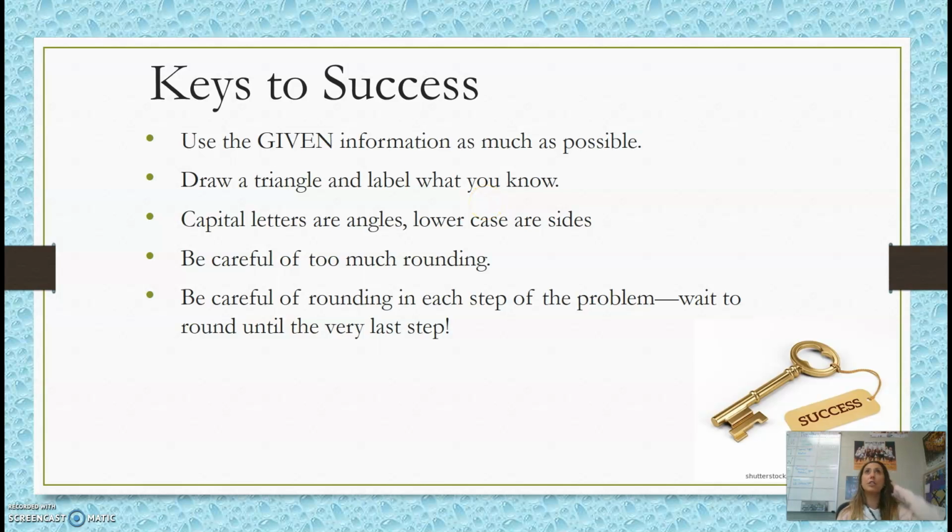Make sure that you put things where they belong, so you're always going to put that right angle as capital letter C, and the hypotenuse, which is the opposite side of that angle, is always going to be lowercase c. So you really want to make sure that you get those set up correctly. So what we're going to do now is talk about how to set that up.